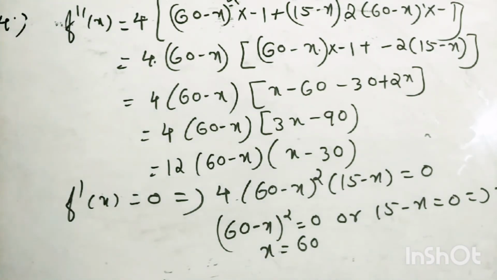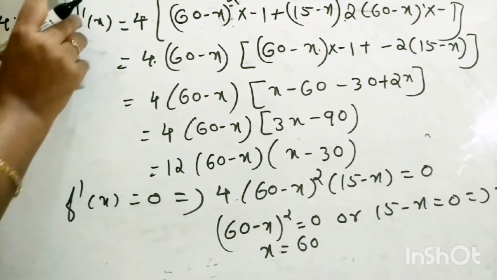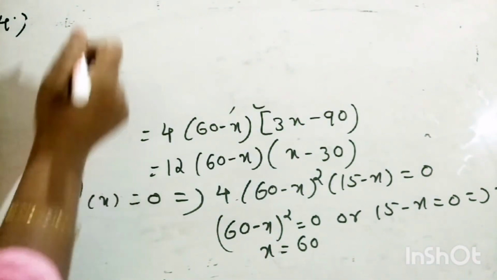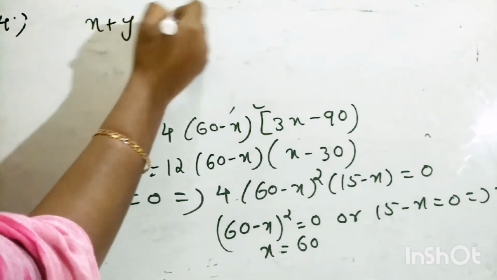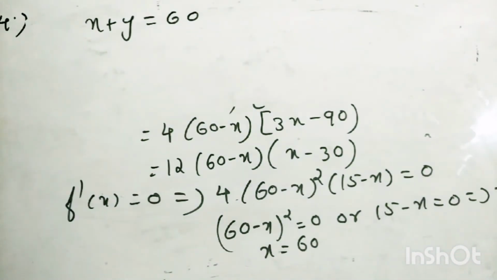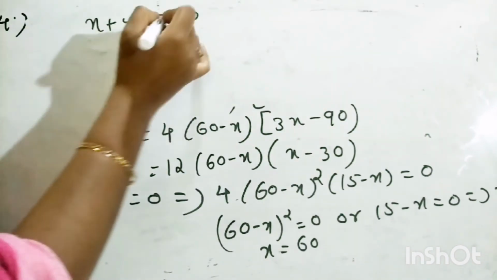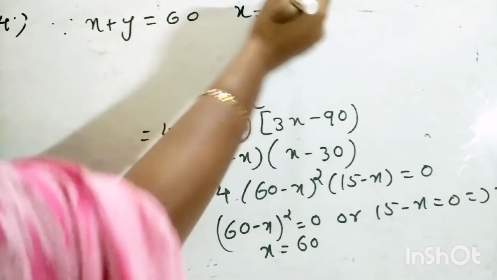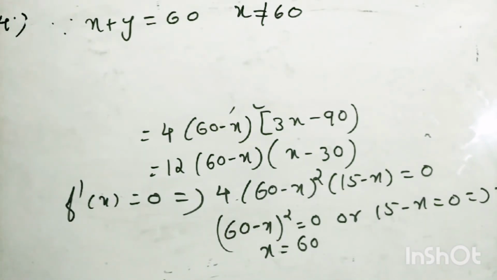Okay, so we got two values for x, that is x = 15 and x = 60. But the value x = 60 is not possible. Why is it not possible? x = 60 is not possible because it is given that x + y = 60. These two numbers are positive numbers and x + y = 60, that is given, and since they are positive numbers, y cannot be equal to 0, then x cannot be equal to 60.